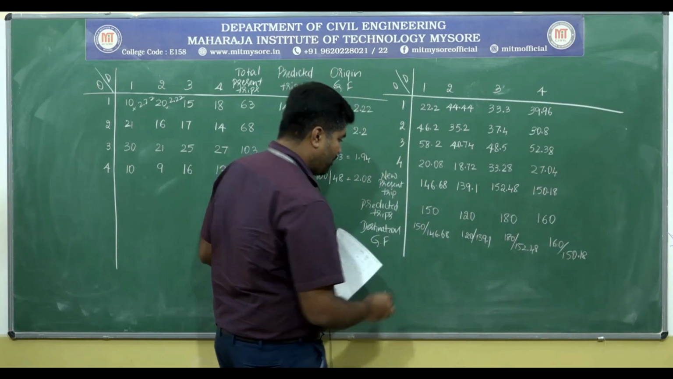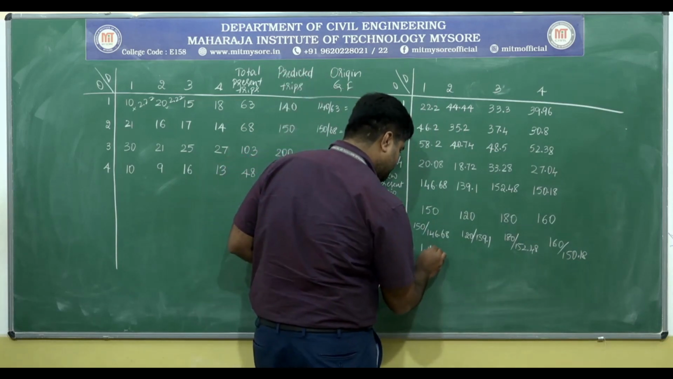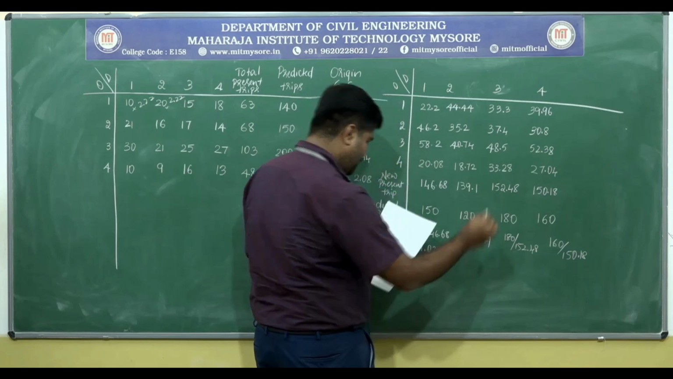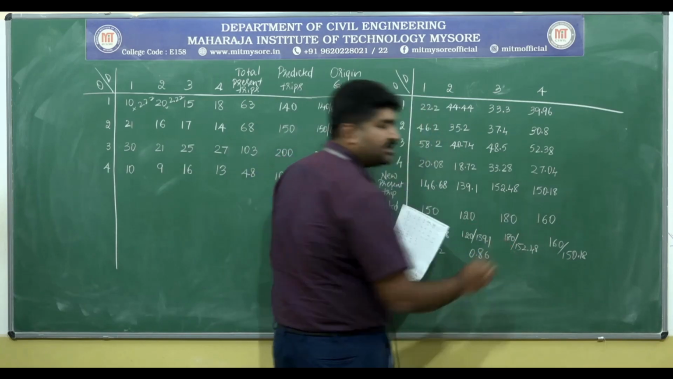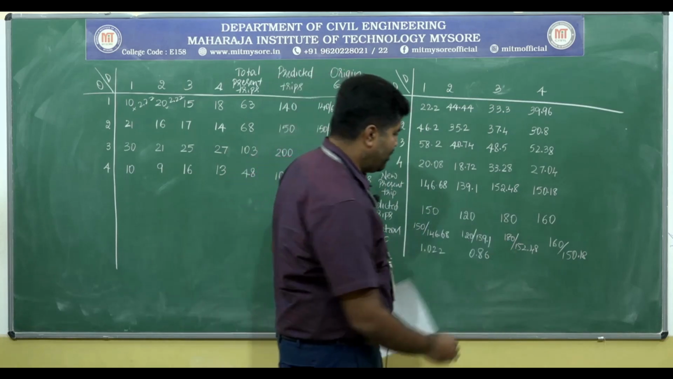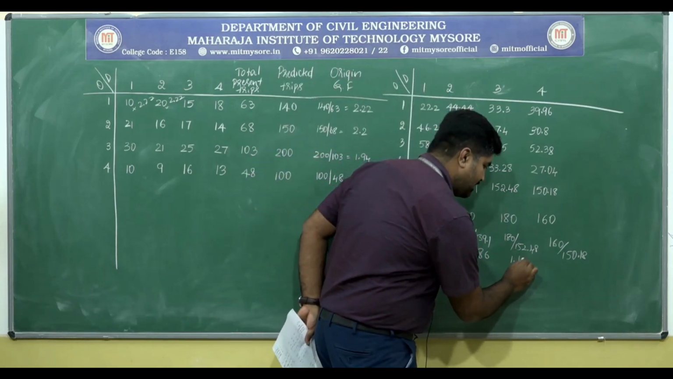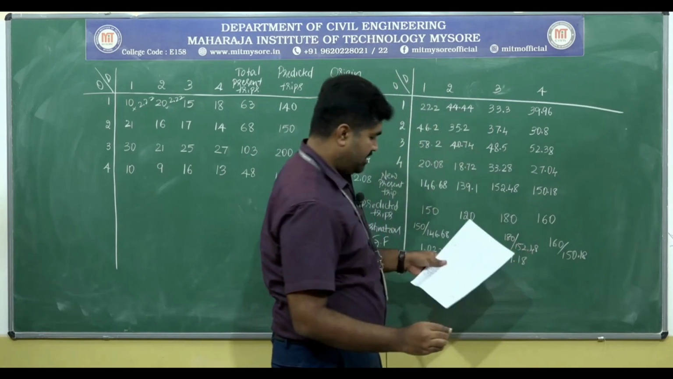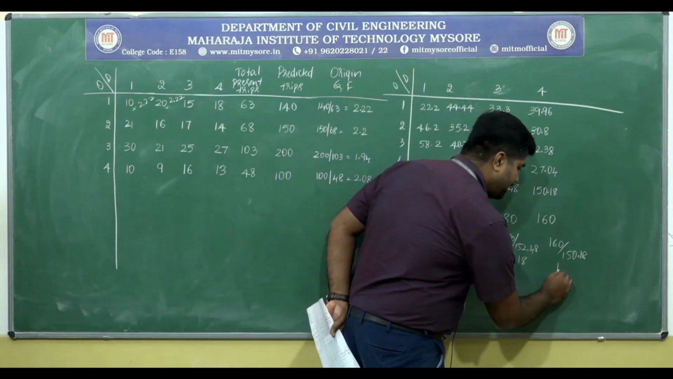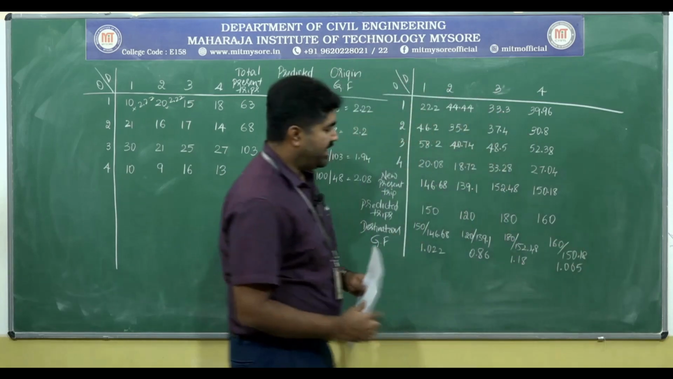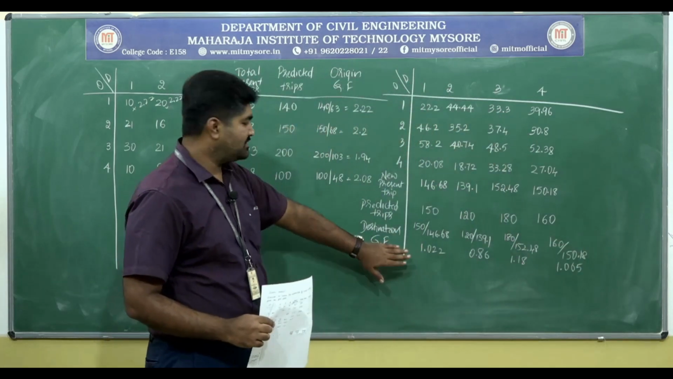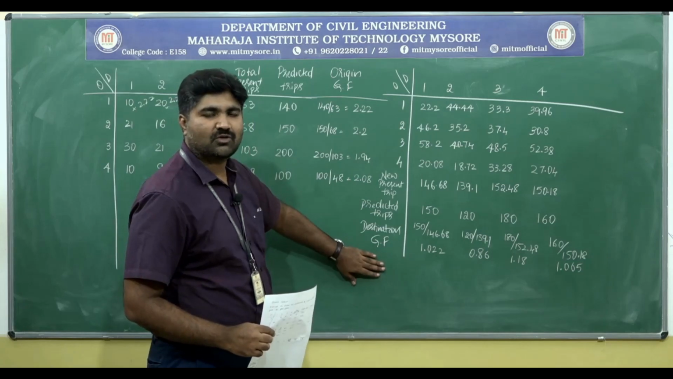So you will get 1.022. Okay, 1.022. Then 0.86. Okay, 1.18. Last it is 1.065. Okay, next to distribute the trips use this growth factor, the destination growth factor.